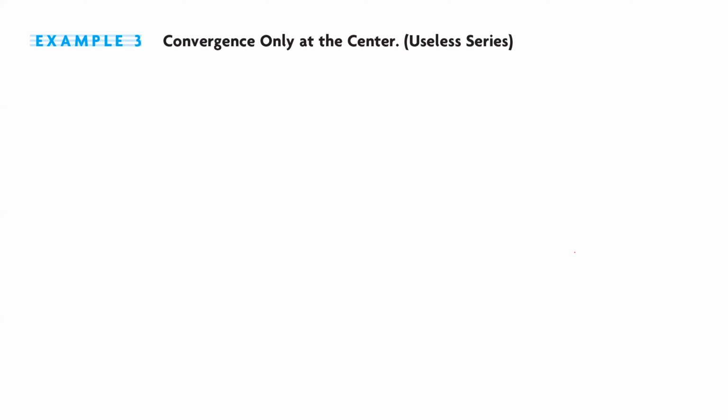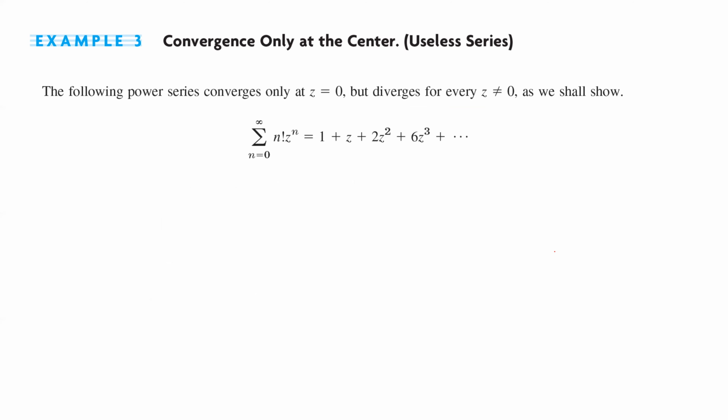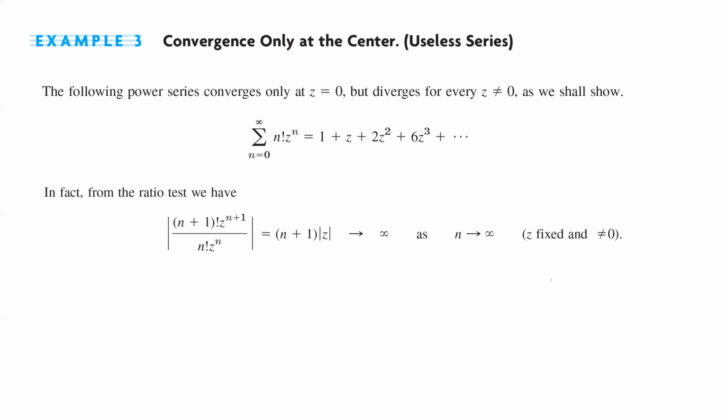And some examples are only convergent if z is equal to 0. For example, here, n factorial z to the n. This series is only convergent if z is equal to 0. And to prove that, you can do this.